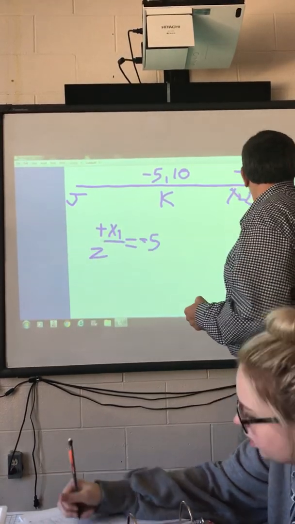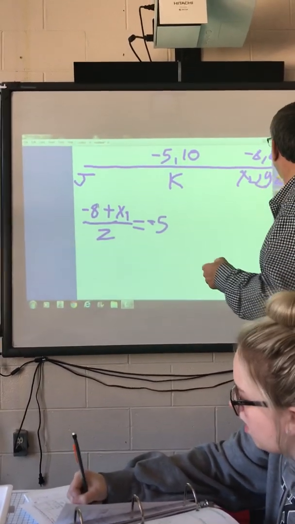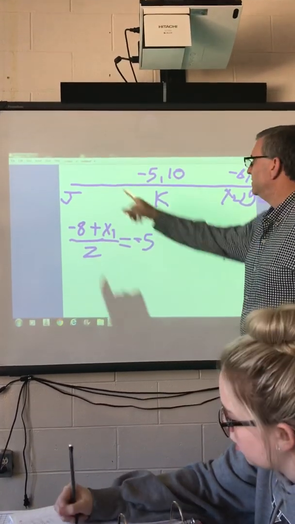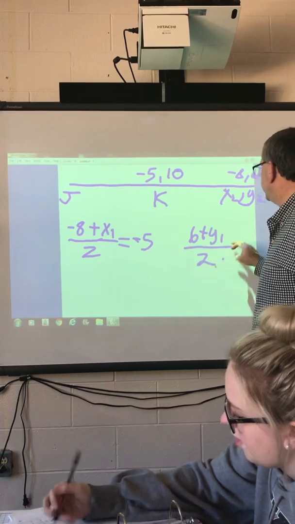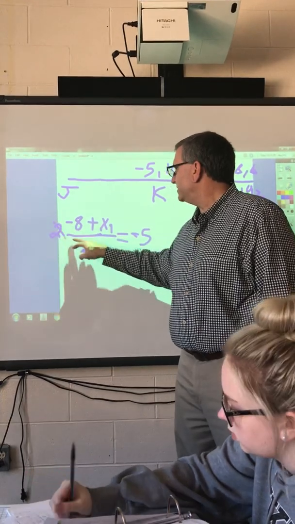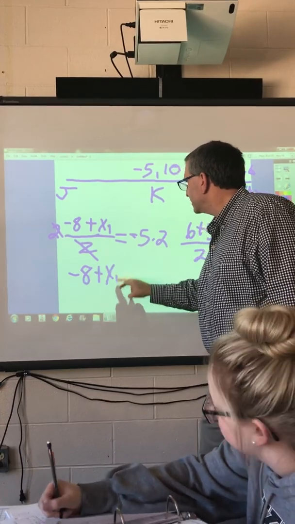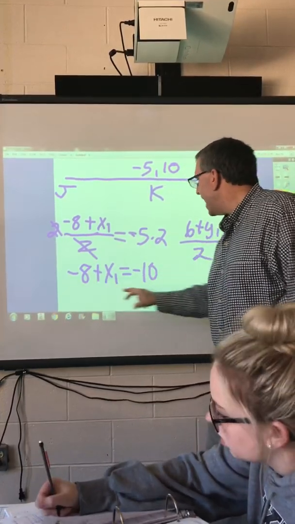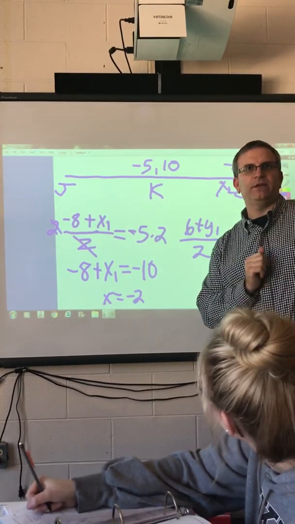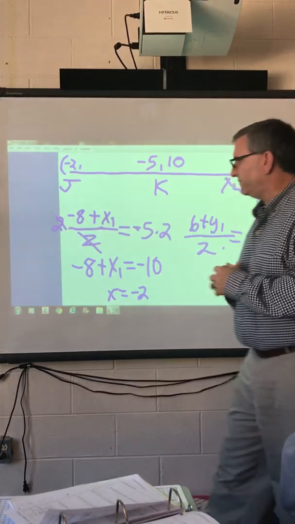So I have -8, and then I have 6 plus y1, because that's what we're looking for, divided by 2 equals 10. Now to solve for this, I have to multiply both sides by 2. -8 plus x1 equals -10. Add 8. X is equal to -2. Everybody good? Okay.